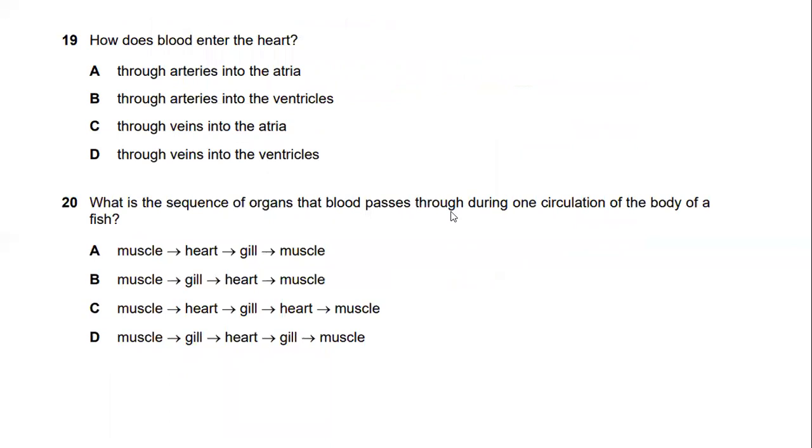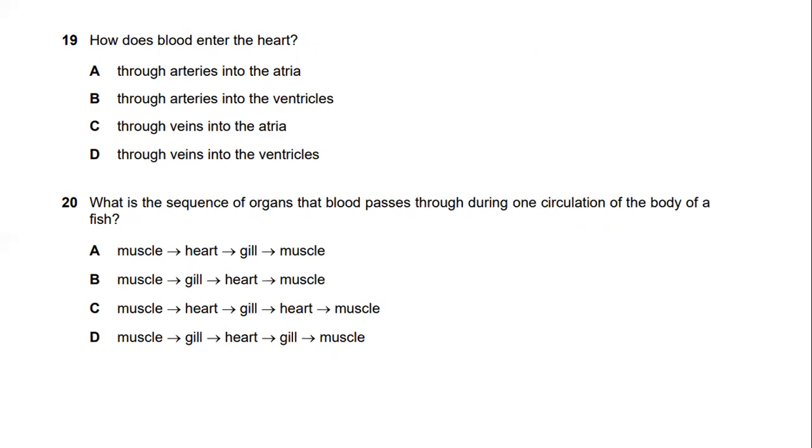How does blood enter the heart? The blood flows into the heart at the top, into the atria. Both atria receive blood. The left atrium receives blood from pulmonary veins, which come from the lungs. So the answer for number 19 is C, through veins into the atrium.